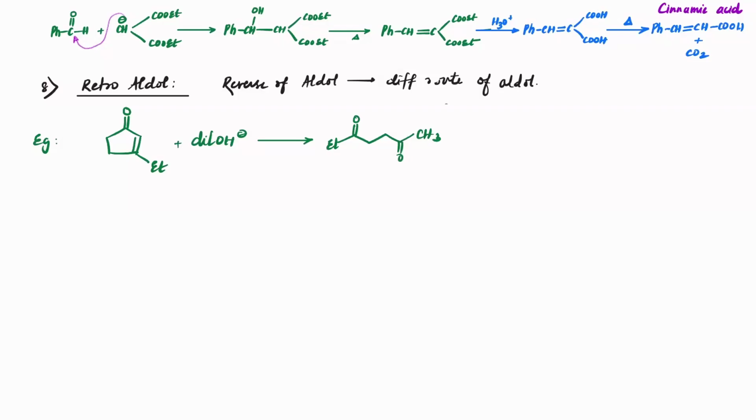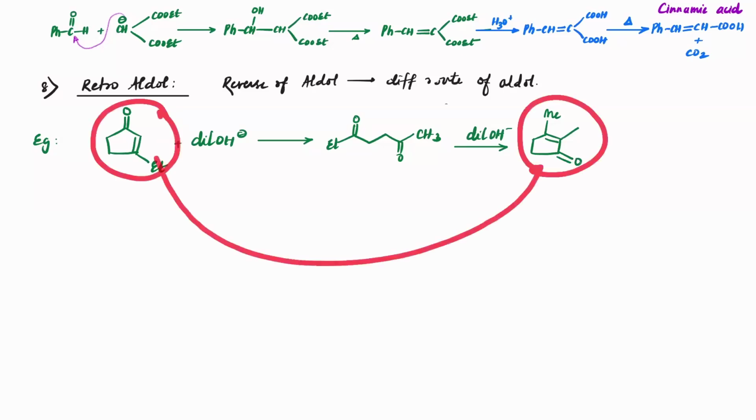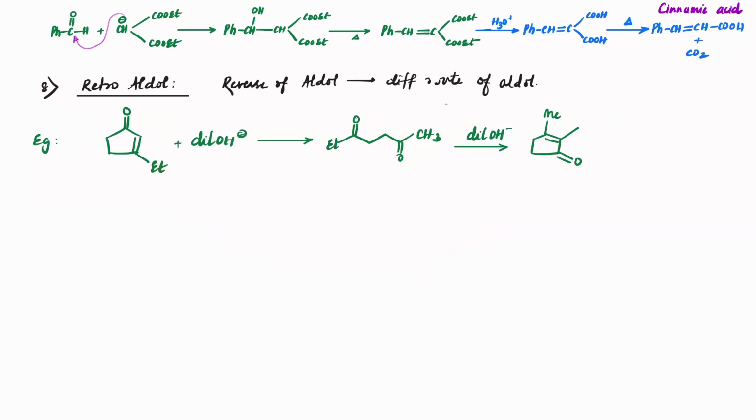And from here, eventually with dilute OH minus it will finally get into a new aldol, which looks like this. Methyl here, another methyl here, and C=O. So you can see from this aldol, you are going all the way to this aldol. So if one aldol is converting into another aldol, it is called retroaldol.